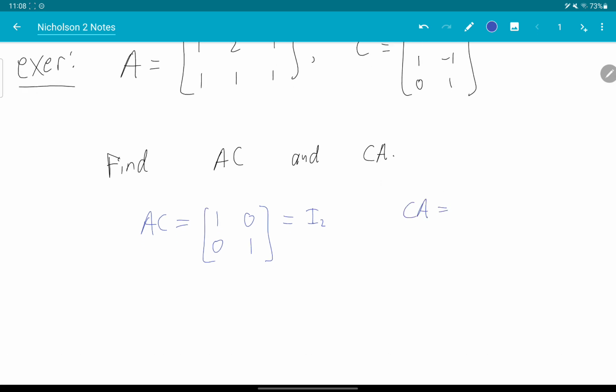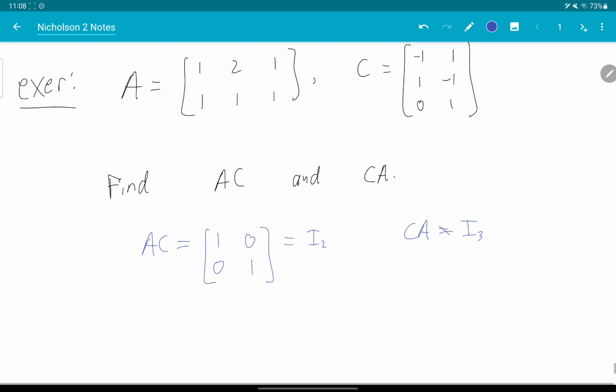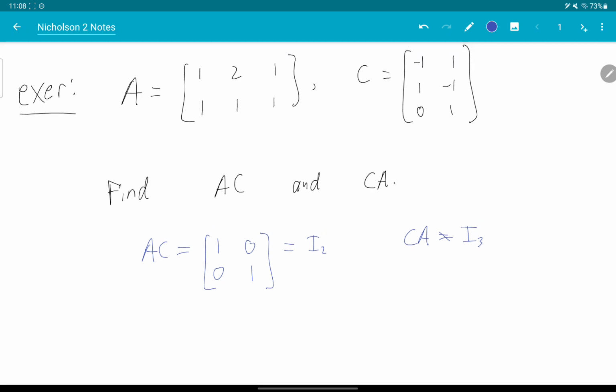And hopefully you've calculated that already. So CA is not going to turn out to be I3. Okay, so if the matrices are not square, then AC equaling I does not tell you anything. I cannot conclude that CA is also going to be I, and I can't say anything about A and C being inverses of each other.